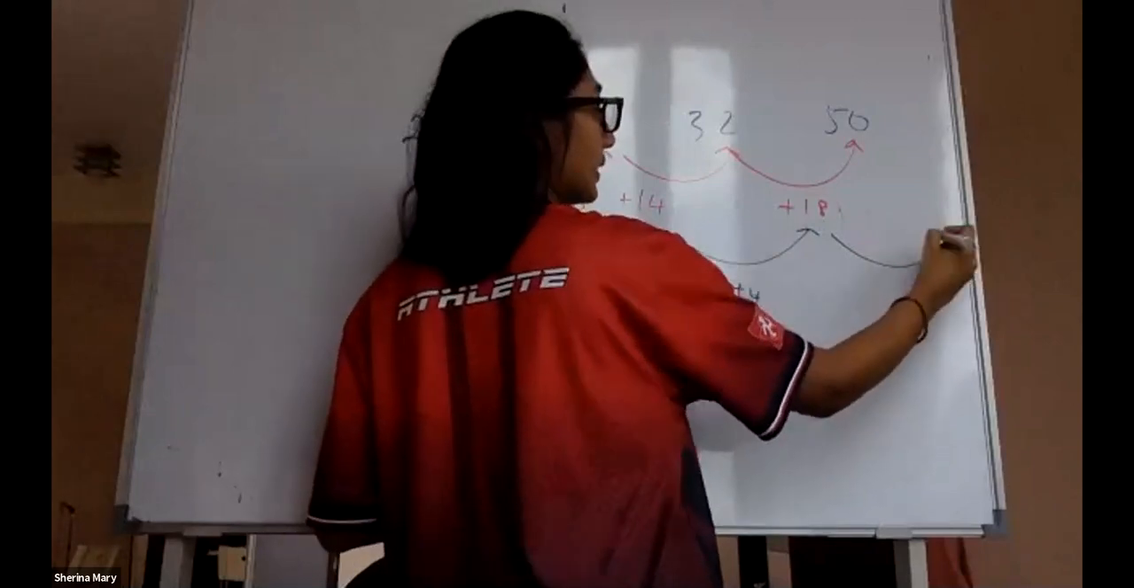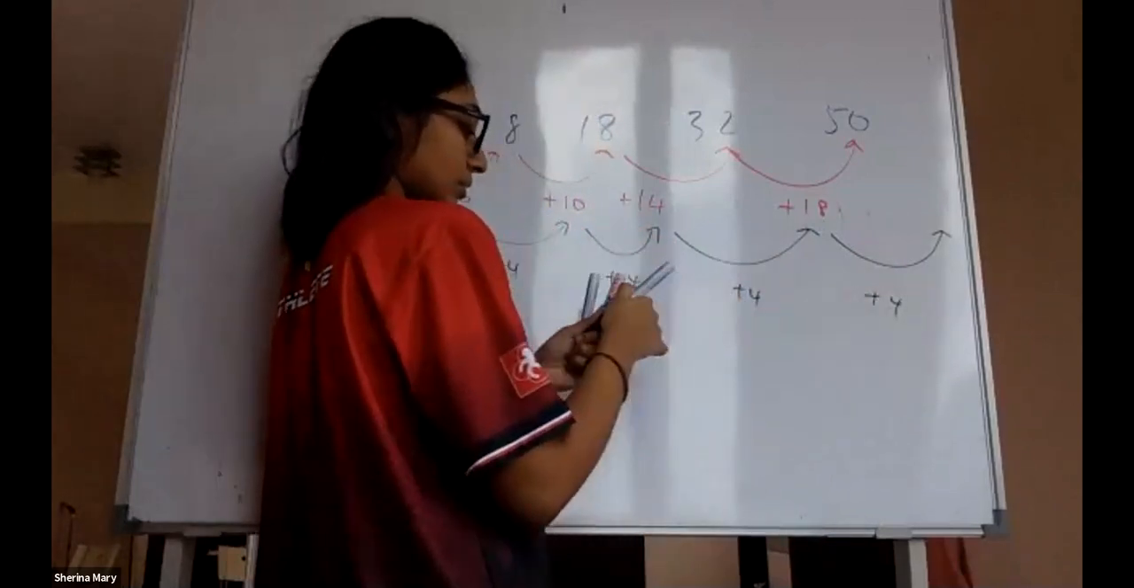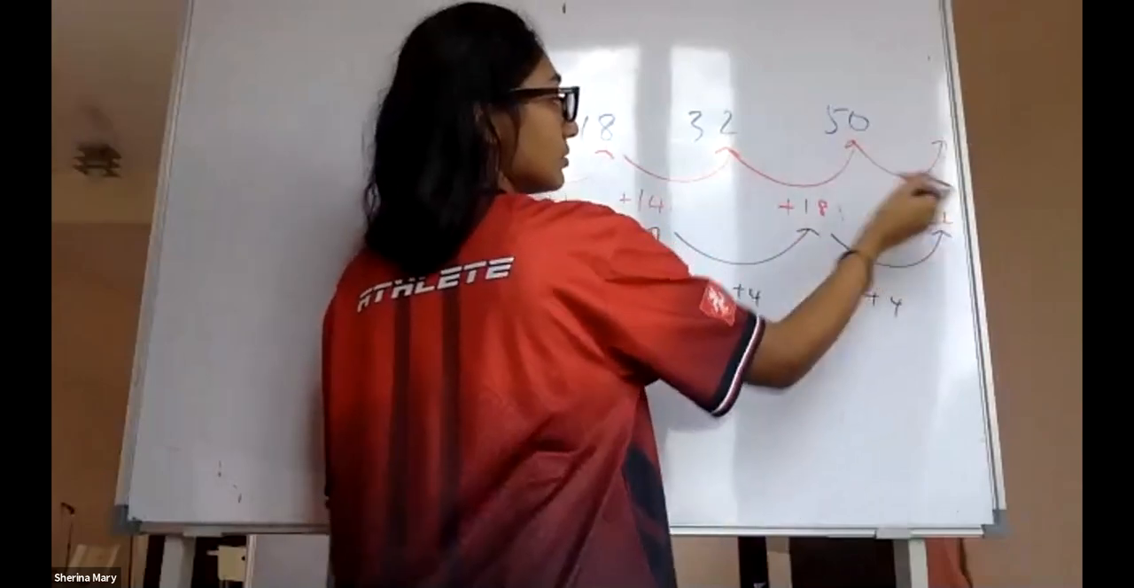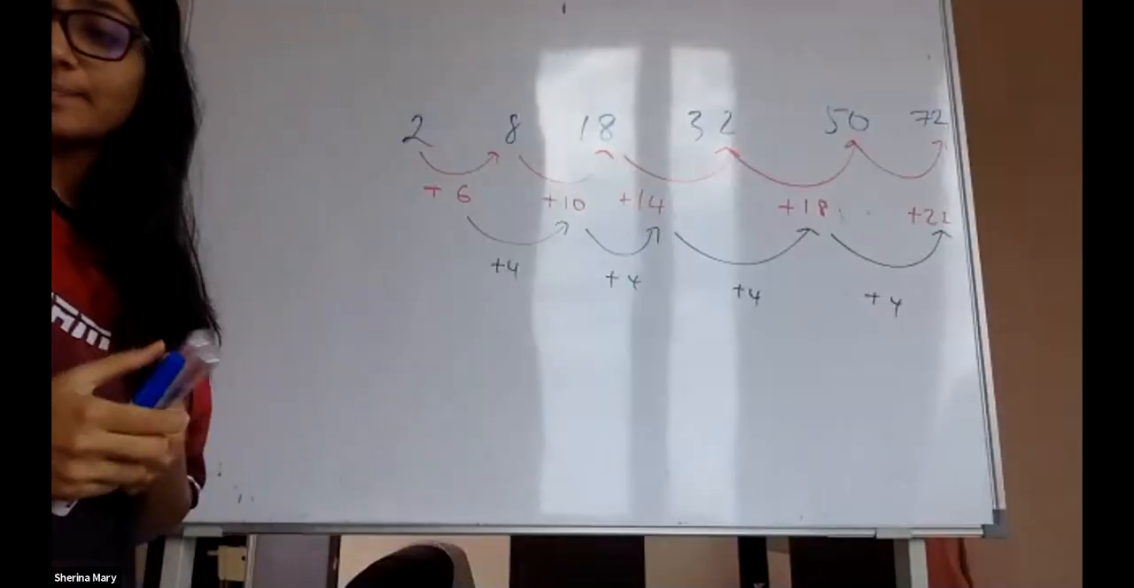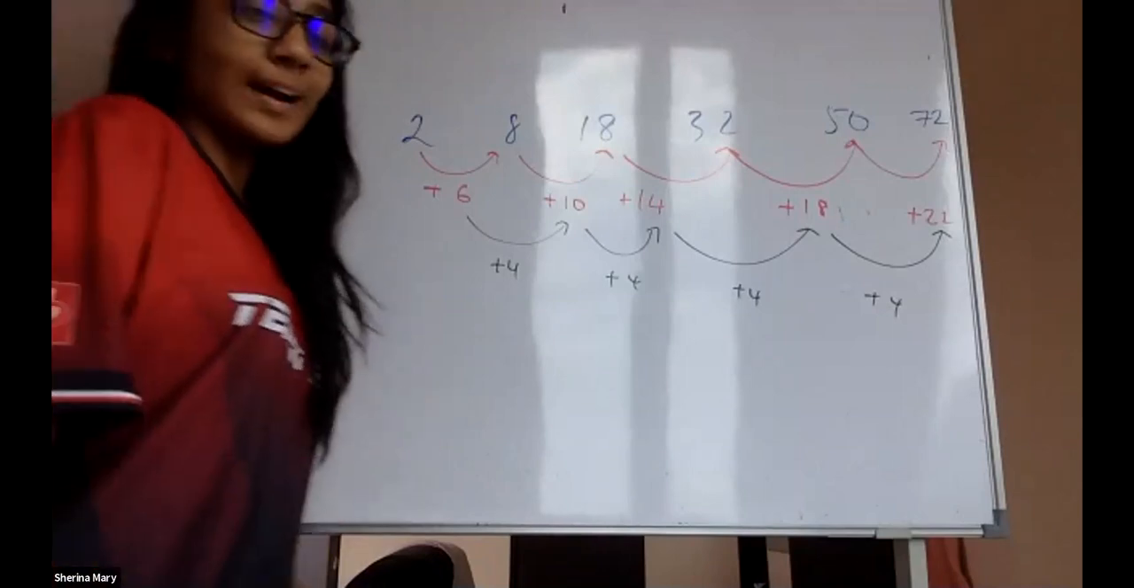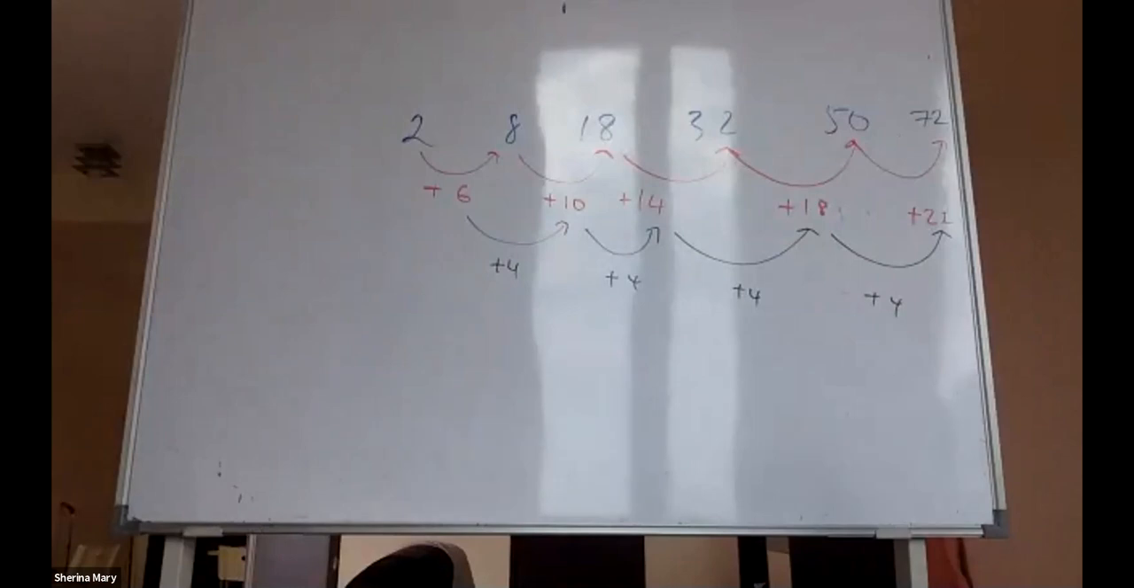So 18 plus another 4 will be 22. Which means from 50, I add 22. What will I get? 72. So it's just finding out what the sequence is. There's an easier way to find the sequence, which you all will learn either next year or the year after.